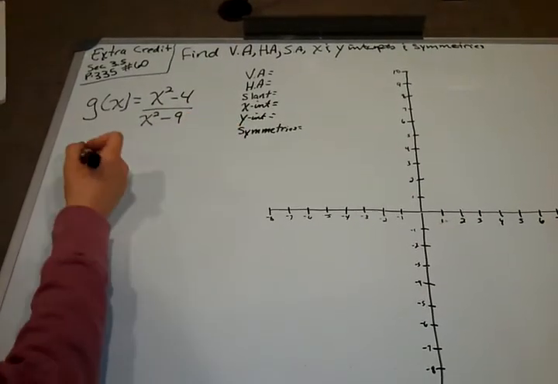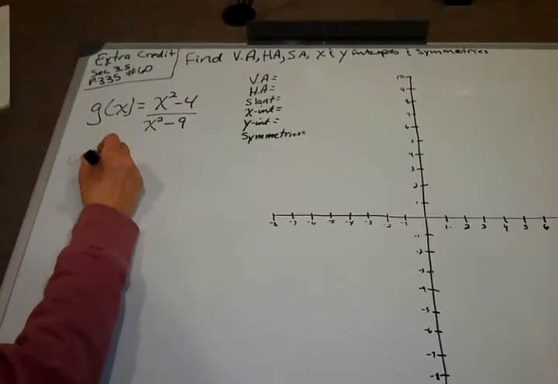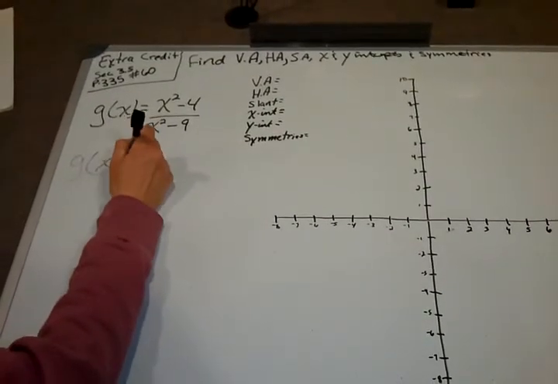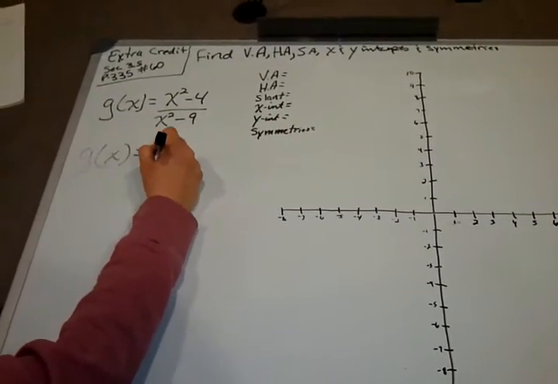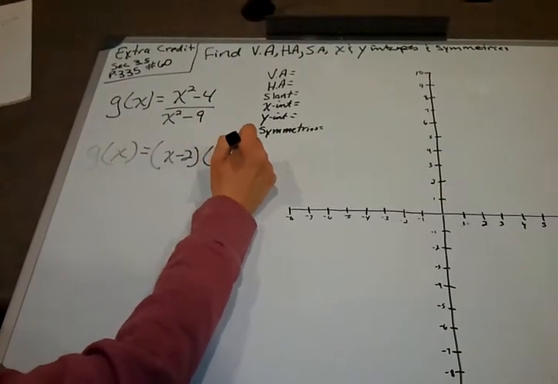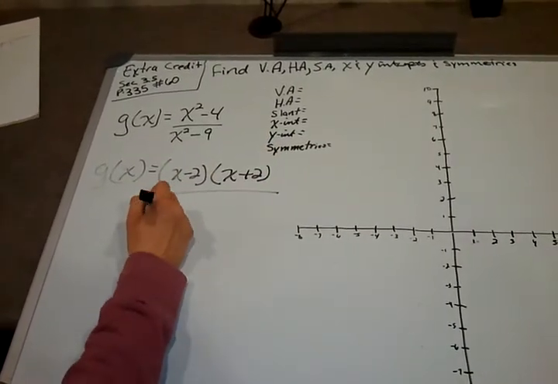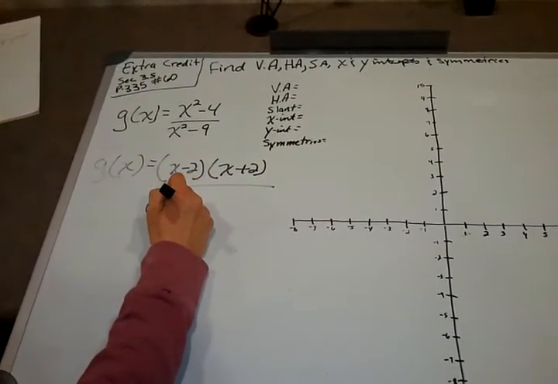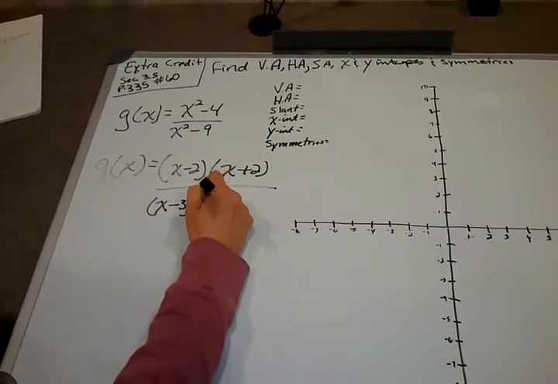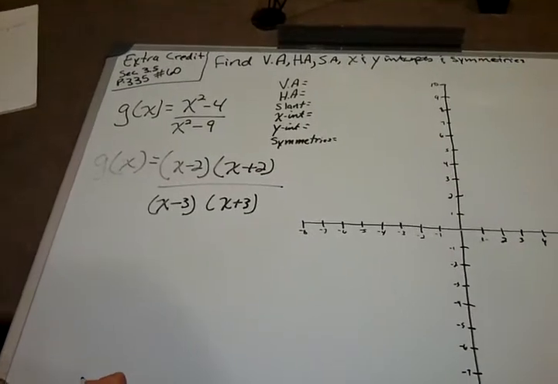this needs to be factored out. So g of x equals x minus 2, x plus 2 over x minus 3, x plus 3. So we have it factored out.